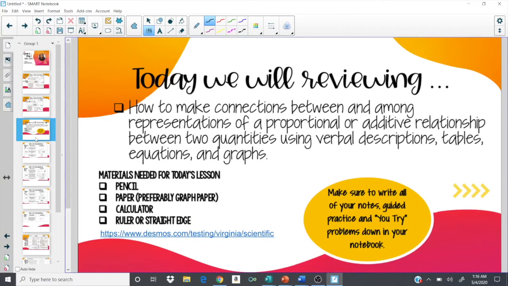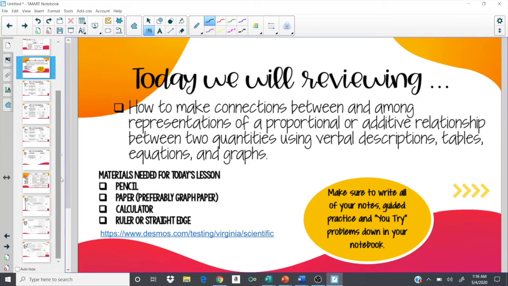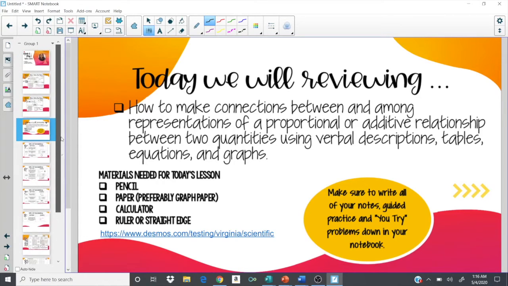So today we will be reviewing how to make connections between and among representations of a proportional or additive relationship between two quantities using verbal descriptions, tables, equations, and graphs. Materials needed for today's lesson will be a pencil, paper, preferably graph paper because we will be graphing, calculator, and a ruler or a straight edge. Make sure to write all of your notes, guided practice, and you try problems down in your notebook. And if you have access to a printer, you can print out slides 9 through 12 on the PowerPoint and follow along with the video.